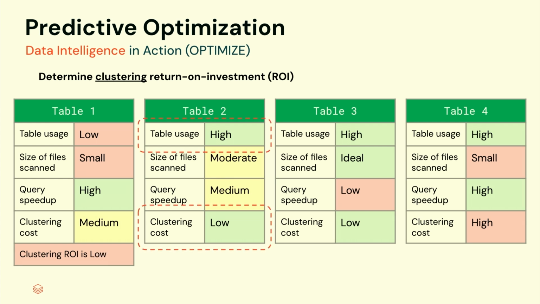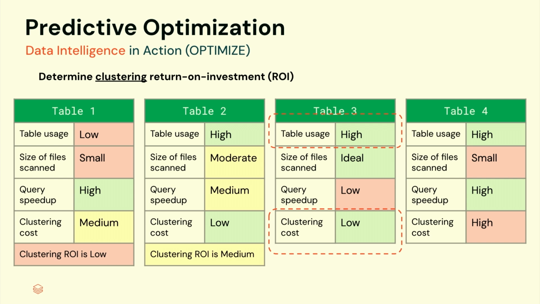Let's look at table 2. On the other hand, it's getting used heavily, and the query speed up is possible with minimal clustering cost. The sizes of the files scanned is moderate, so you have presence of some small files, and the speed up you get is medium. But hey, it's pretty cheap to cluster. Maybe you have very little amount of data to cluster. So the ROI is deemed medium, and PO would run optimize in this case.